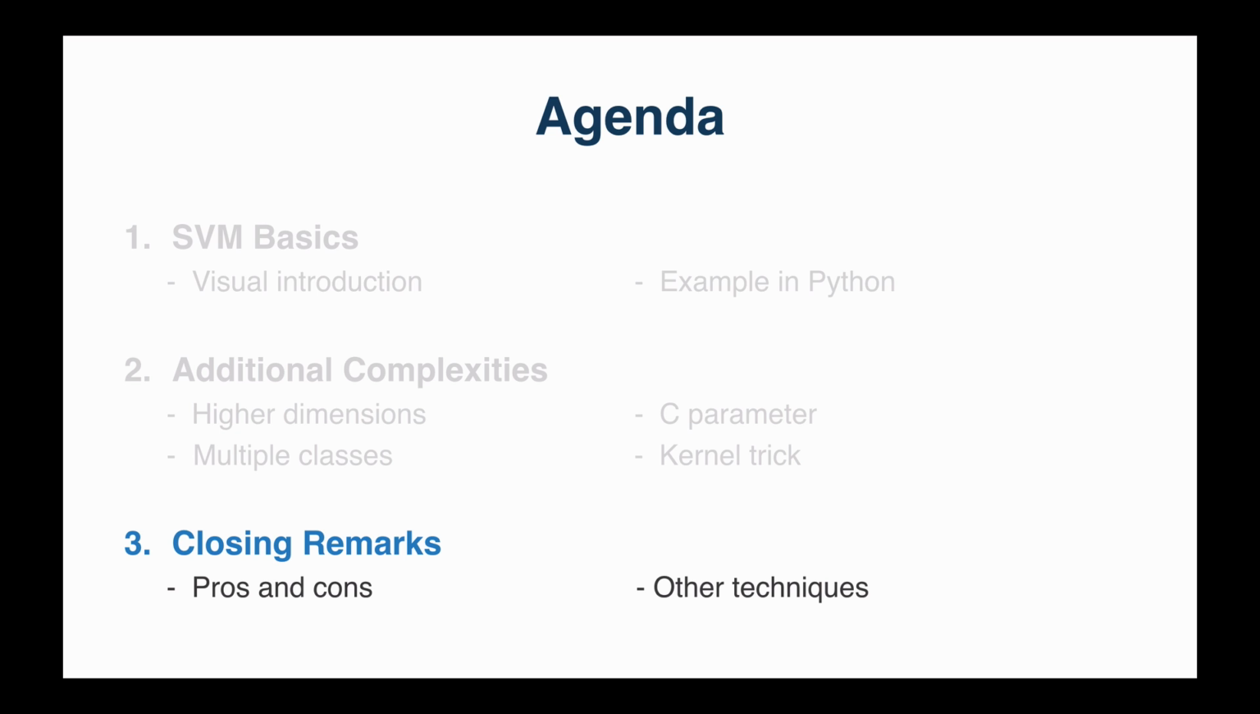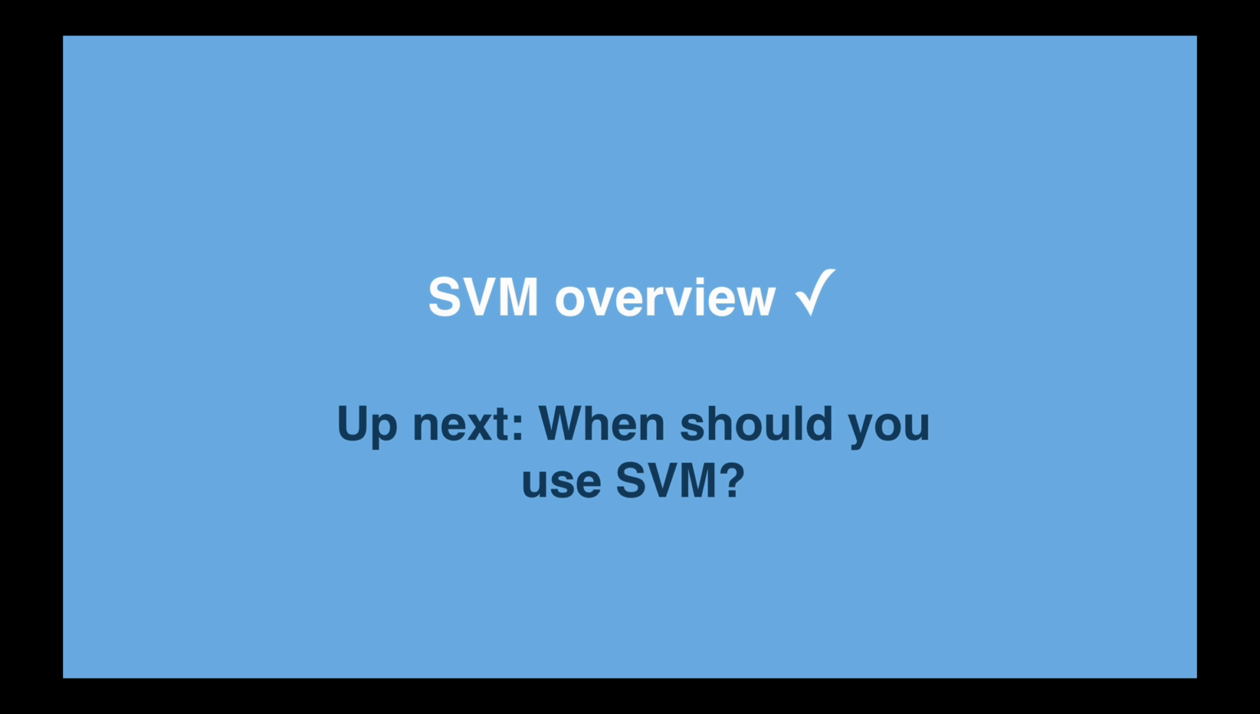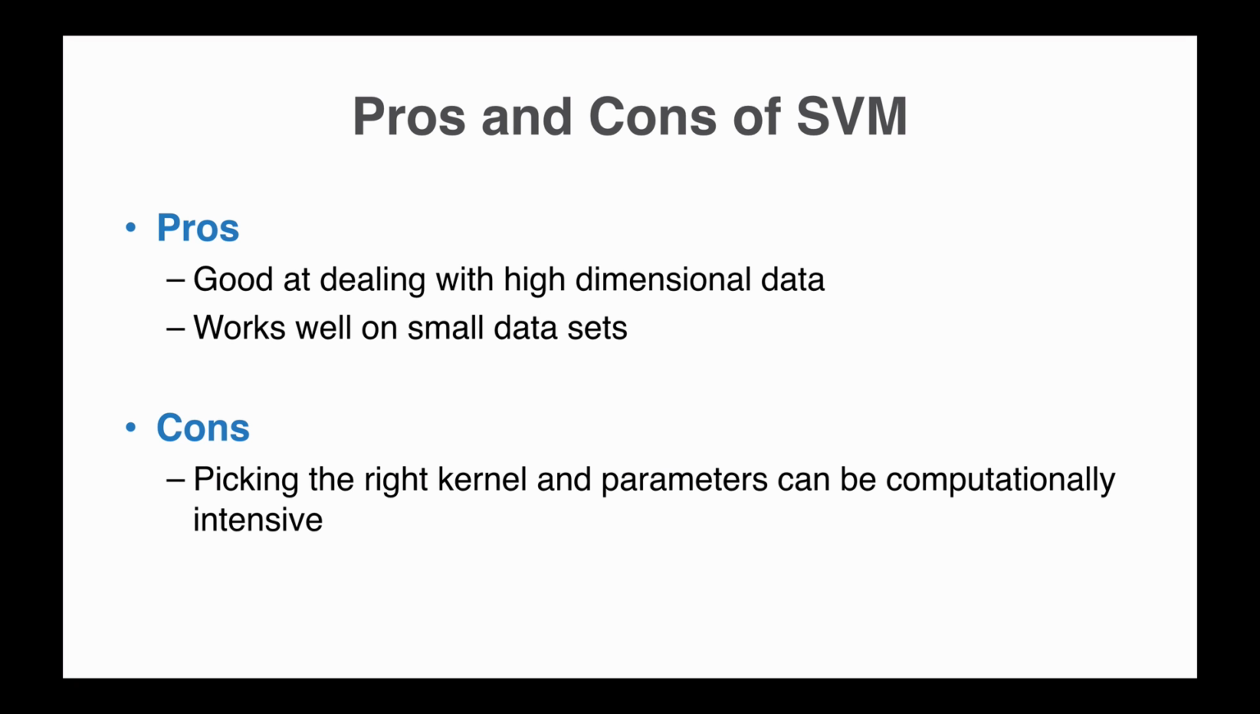All right, so that's all I had for SVMs. I wanted to also just mention when you should use SVMs. There are a couple pros of SVM. One is that it's good at dealing with high dimensional data. You saw with the kernel trick that it's able to use high dimensions effectively. Also, it works well on small data sets. In our case here, we just had 20 different recipes that we were looking at. It's a pretty small data set, and SVM was able to classify that data pretty well.